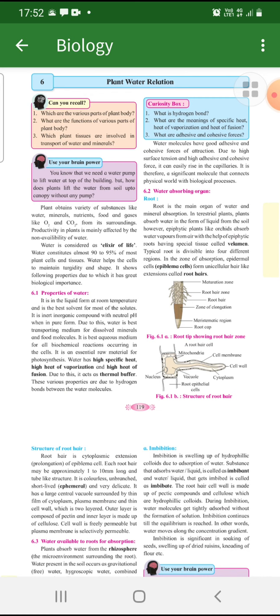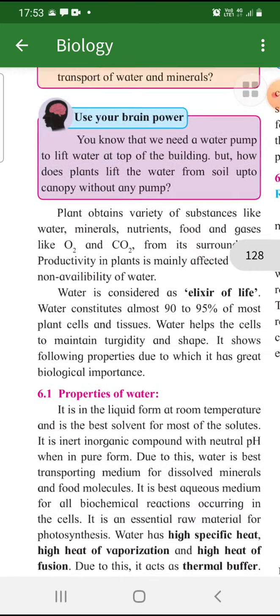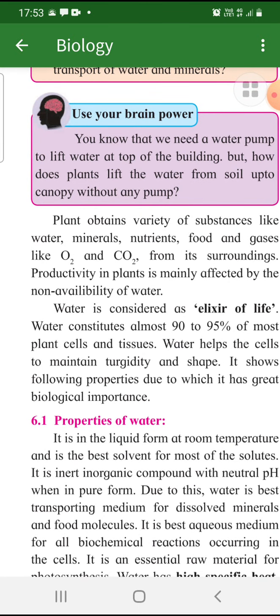सबसे पहले you have the heading says plant water relationship. So when you're talking about plant, how they get the water, how are they related with each other. So कुछ बहुत थोड़े चीज़ें आपको learn करनी है. So let's see for the first paragraph. You know what it says, plant obtains variety of substance like water, mineral, nutrients, food and gases. Okay, ये सारे इनके surrounding से मिलता है.